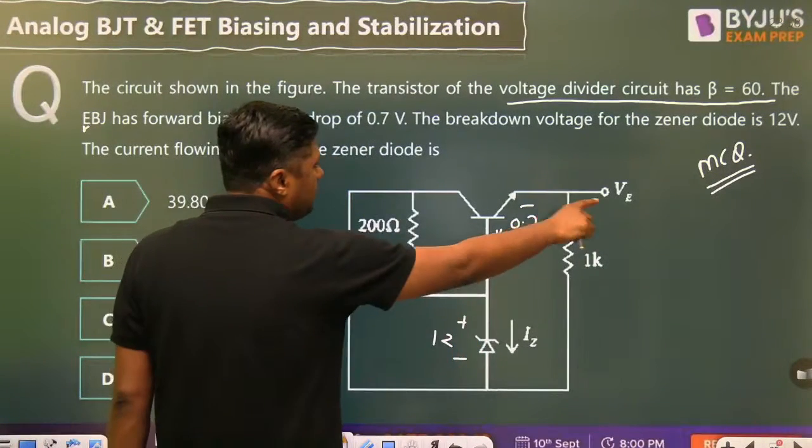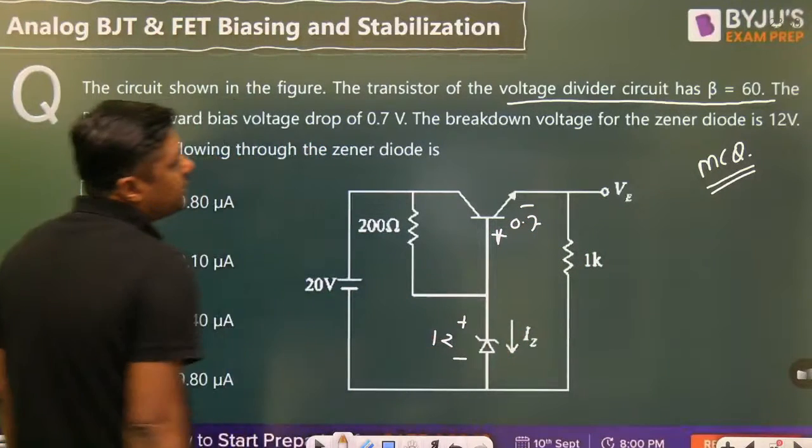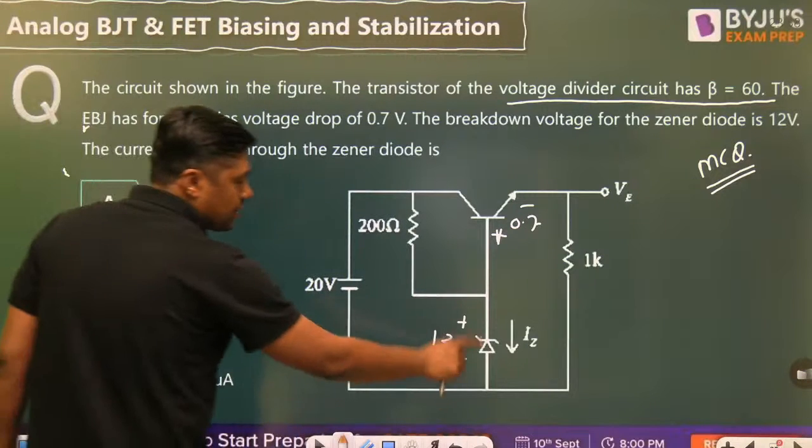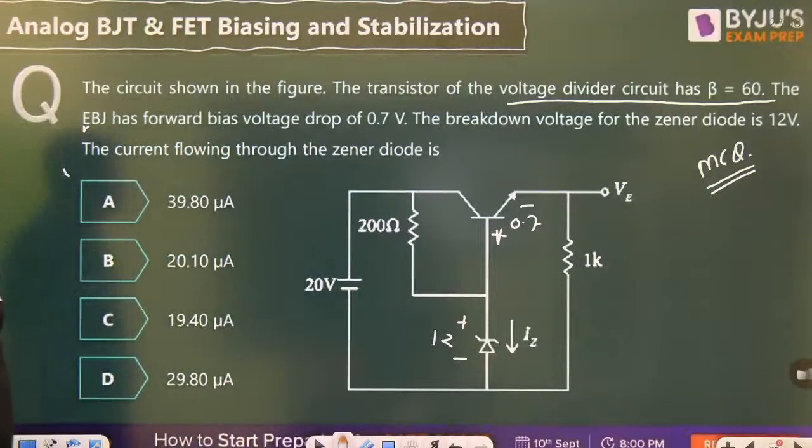So you can find VB. What is the output voltage at this point? The current flowing through the Zener diode, you have to find the IZ. Everyone try to solve this question.